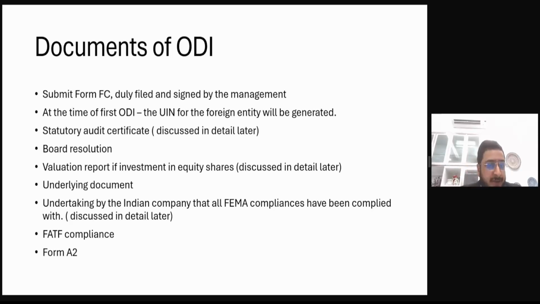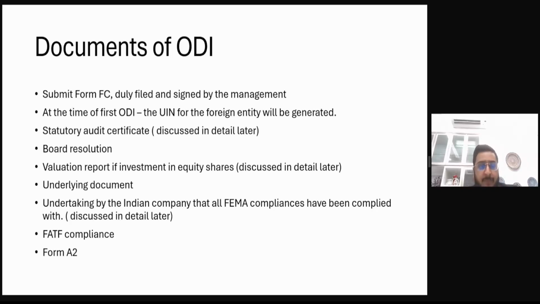A statutory auditor certificate, as we discussed earlier: no entity can do an ODI without the certificate from its statutory auditor, certifying whether all the FEMA compliances have been complied with. Now there is a prescribed format, which is also available at the RBI portal. We'll also be discussing it later, and there are various questions which have been asked. We have to answer accordingly: if it is a loan-based transaction, we have to answer regarding the loan-based transaction. If it is regarding equity, we have to answer regarding that. So we'll discuss later.